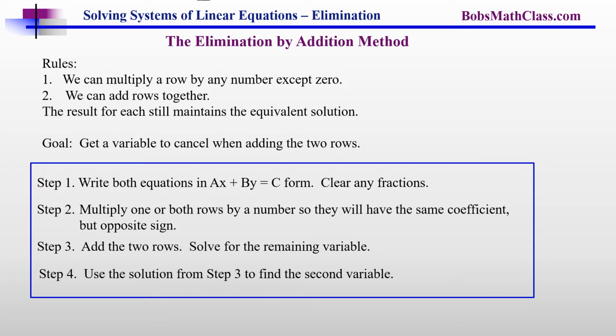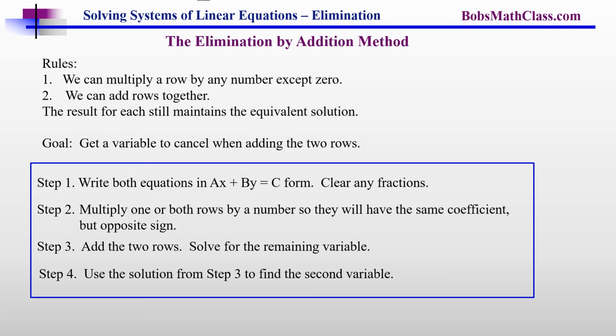Number 2, multiply one or both rows by a number so they will have the same coefficient but opposite sign. So you're trying to get the numbers in front of either x or y to be the same number but opposite sign. For instance, in front of the x, one of them would be a positive 12x and the other one would be a negative 12x. Or in front of y, one of them's a 5y and the other one's a negative 5y.